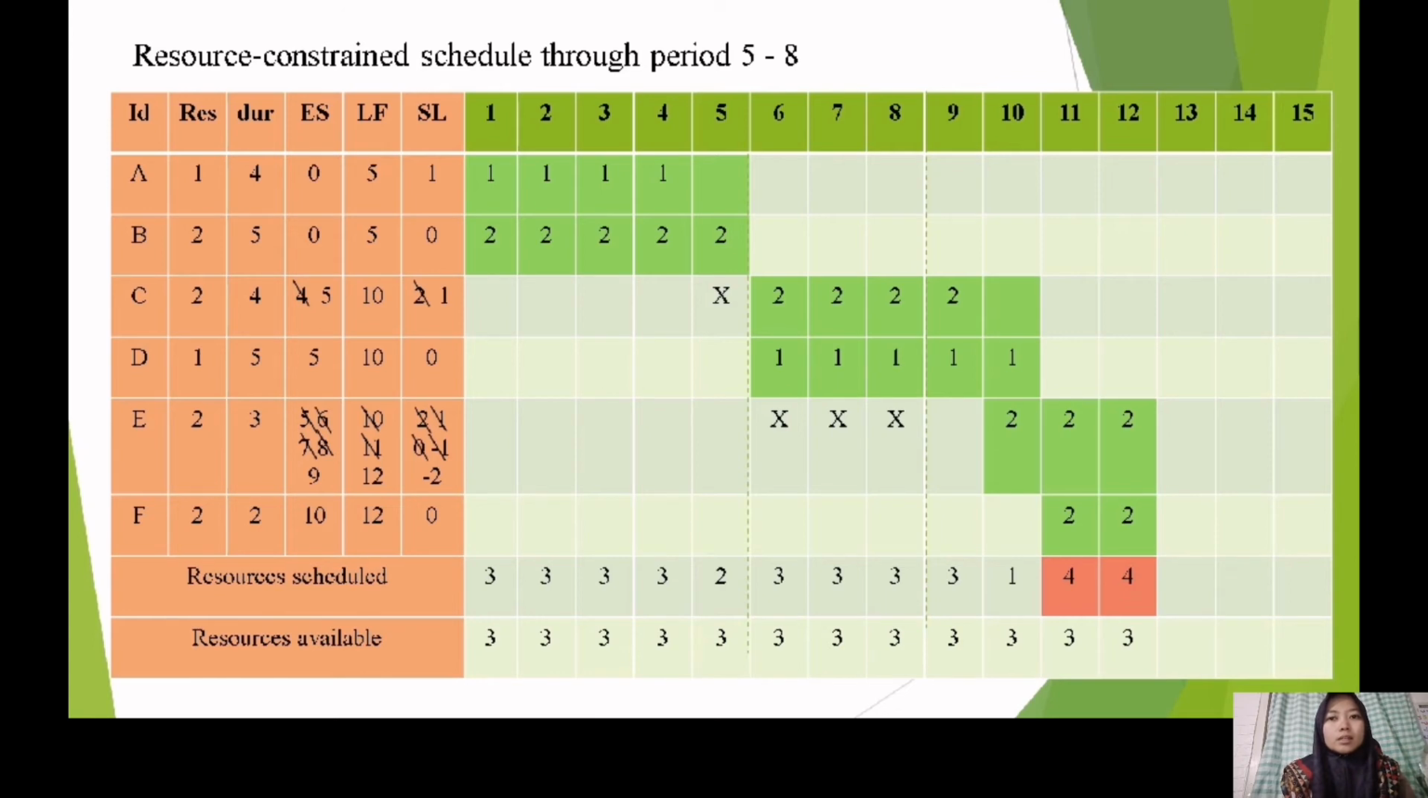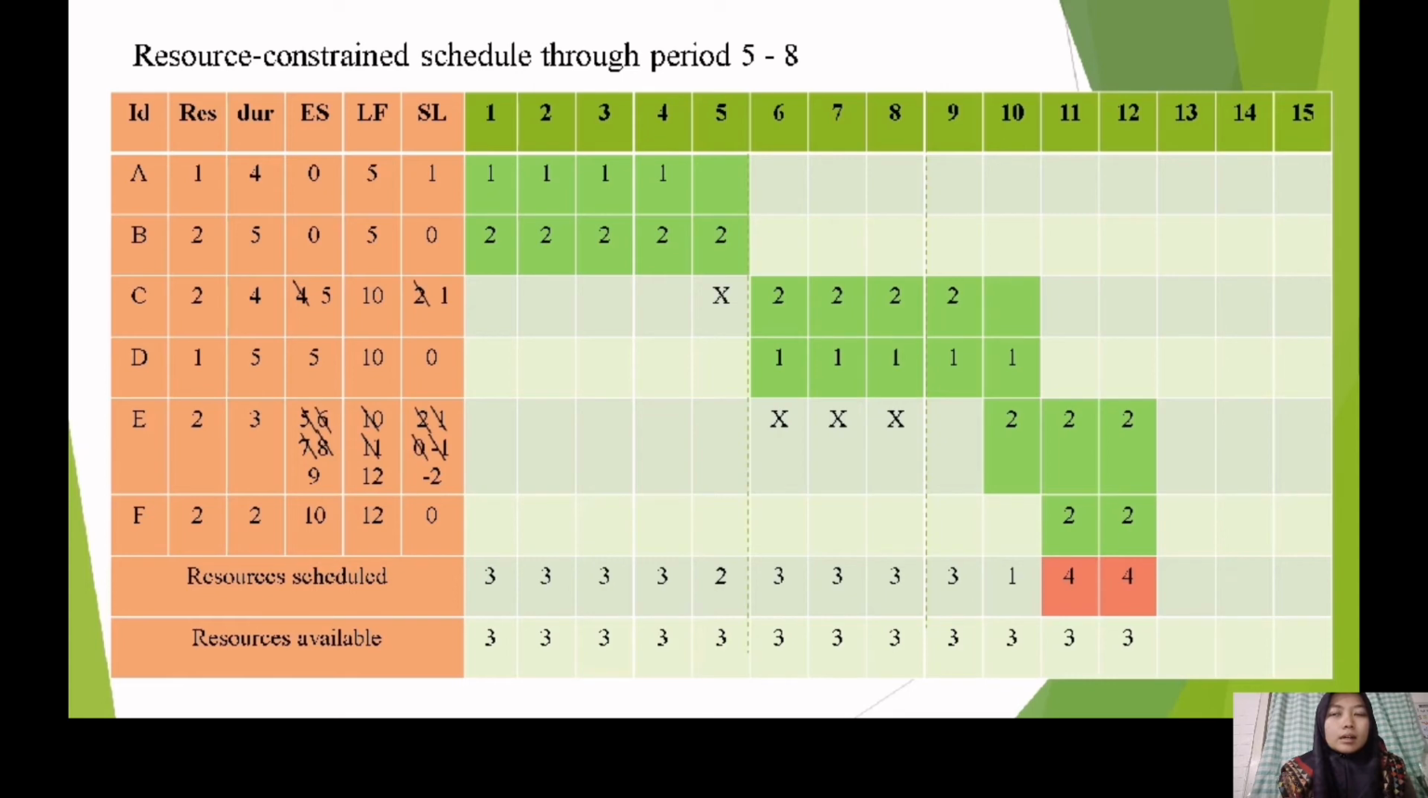Why is activity D not considered here? Because activity D is included in the original critical path of the project, so we shouldn't shift the resources in activity D.